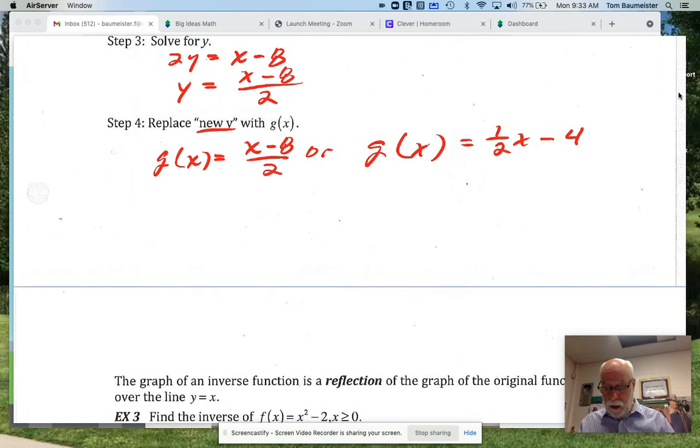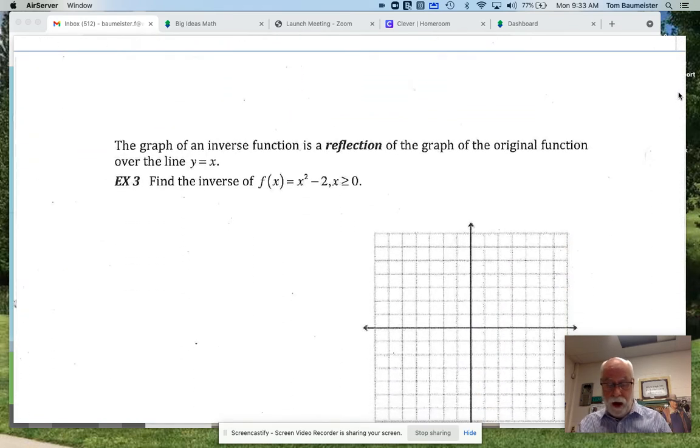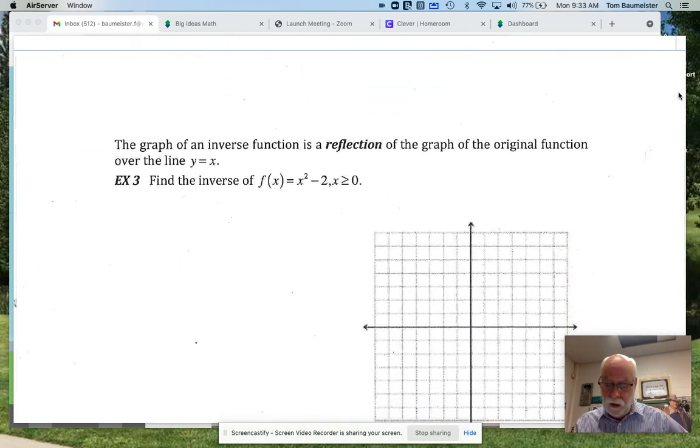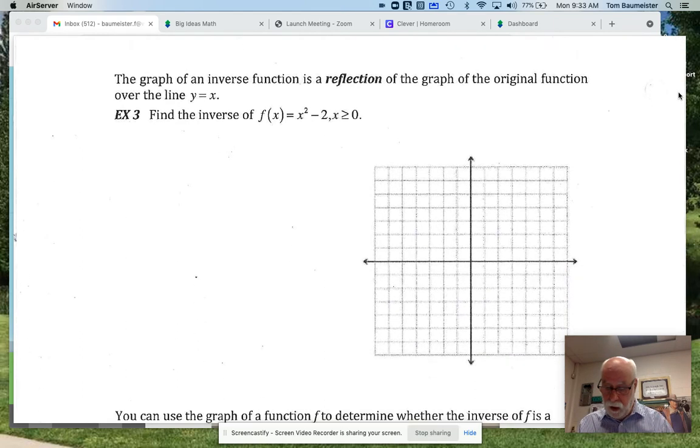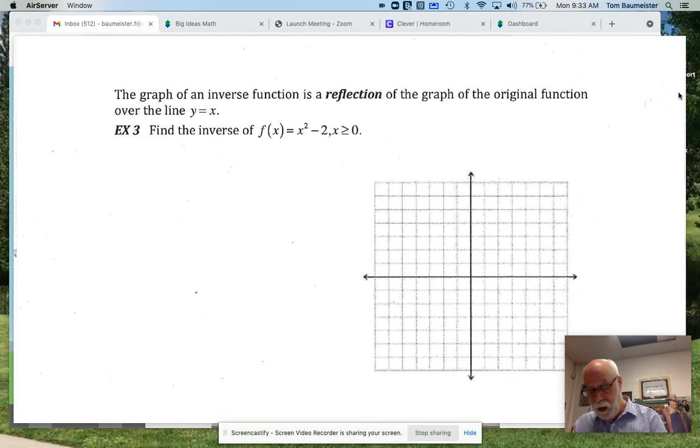Right, so now we're going to do the same thing, but we're going to learn how to graph it too. So the graph of an inverse function is a reflection of the graph of the original equation over the line y is equal to x. So I'm going to go ahead and draw that. Remember, when x equals 1, y equals 1, x equals 2, y equals 2, and so on. Negative 1, negative 1, negative 2, negative 2. So there's your line y is equal to x.